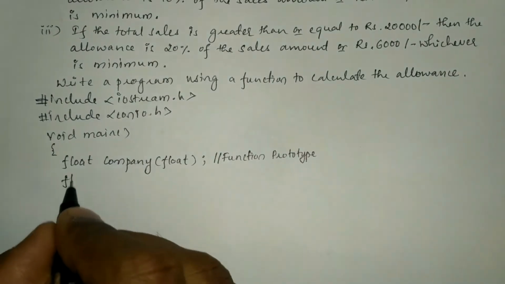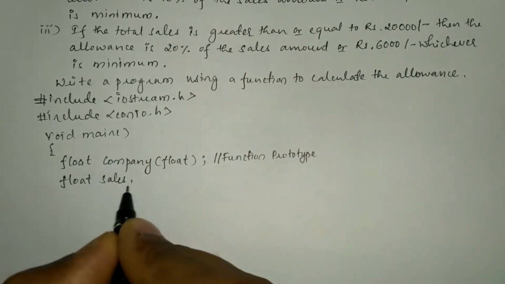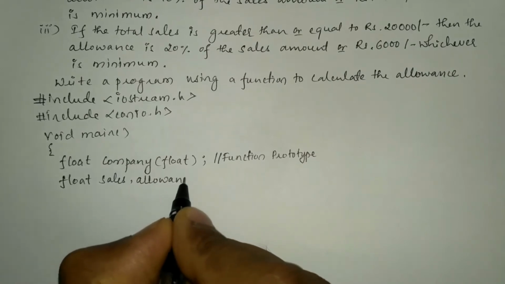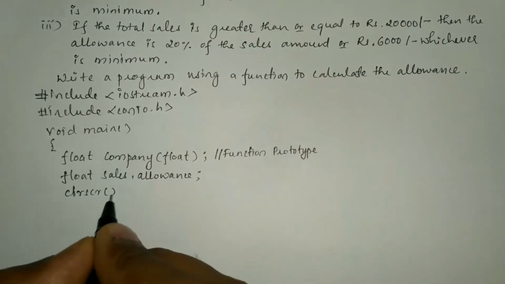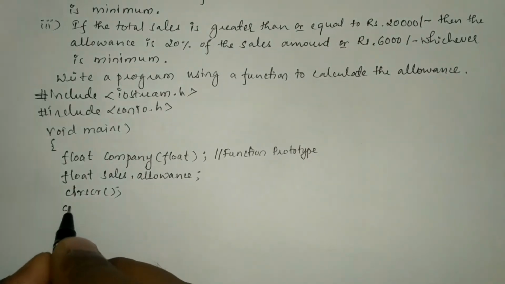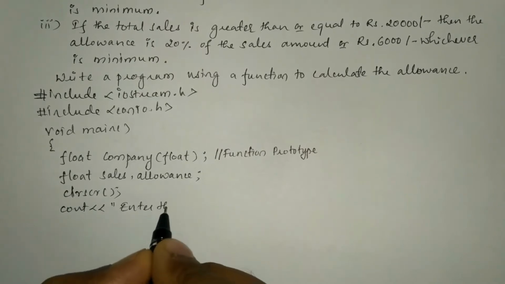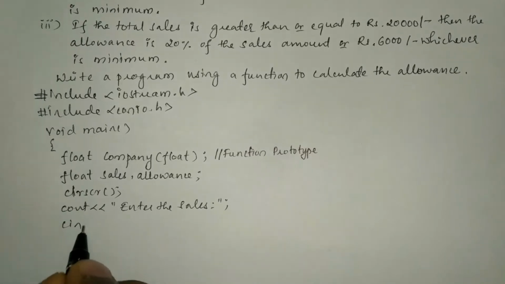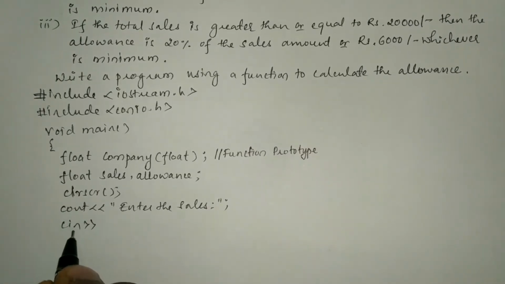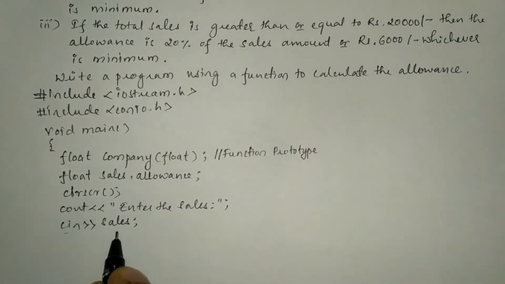Now, let us declare some other variables of type float. Here I am going to take sales, comma, and one more variable called allowance, and put semicolon. And now I am going to write clrscr function, which is used to clear the screen. Now let us ask the user to enter the sales using cout stream insertion operator. In a double quotation mark, I am going to write enter the sales, end the double quotation mark and put semicolon, and we are going to receive the response from the user through keyboard using cin stream extraction operator, and we are going to take this variable called sales and put semicolon.